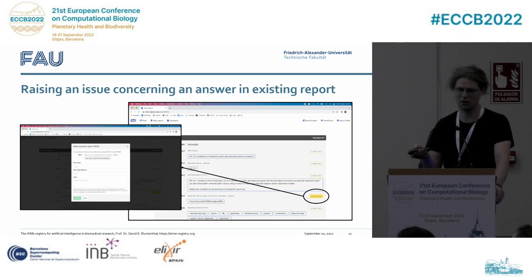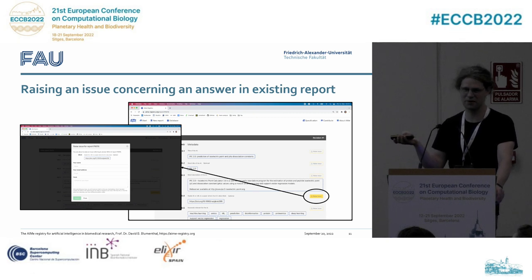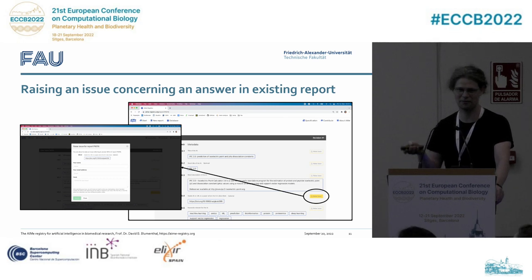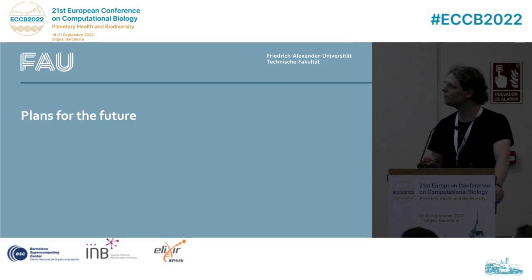You have to provide your name and your email address, and then you essentially provide a mini review of the answer which was provided here, which is then appended to this report, and the authors can of course reply to it, and then the reply is also appended to the report, and like this you have a discussion about the report ongoing. All right, so that's what AMI is at the moment, and now I will present some plans for the future.